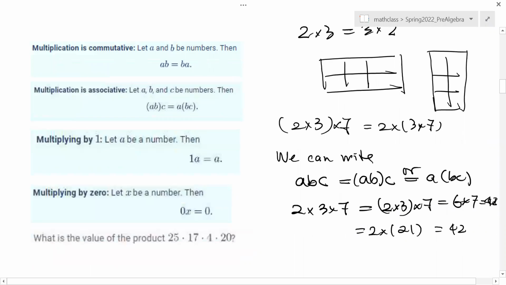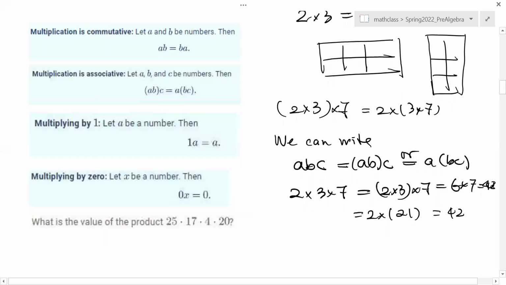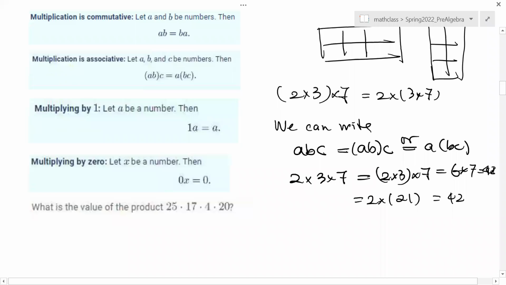Okay, so that's it. But another very important rule is called multiplying by 1. 1 is a special number. Any number multiplied by 1 is going to be itself. It does not change that. Another one is multiplying by 0. 0 kills all the numbers, it turns all the numbers to 0. Those are 2 special rules. We just need to memorize and use them.